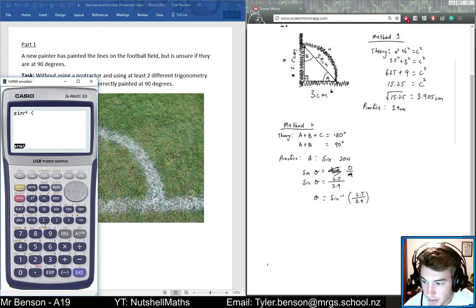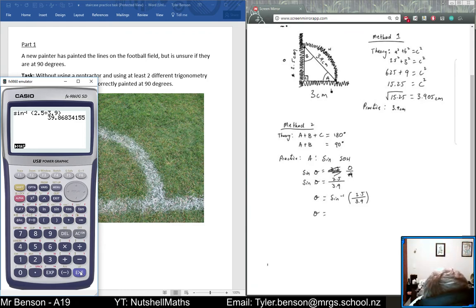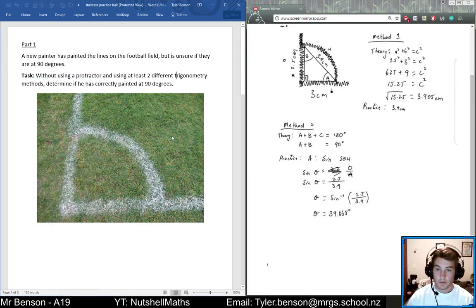Shift sine 2.5 over 3.9. Right, so we get 39.868 degrees. Okay, so we've got A, this angle up here.